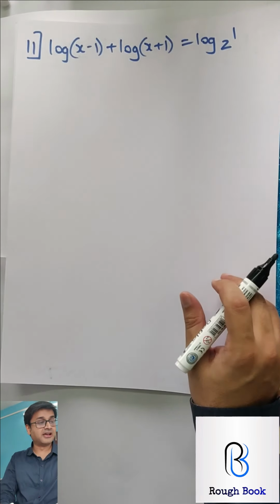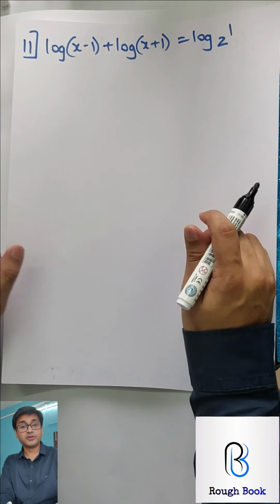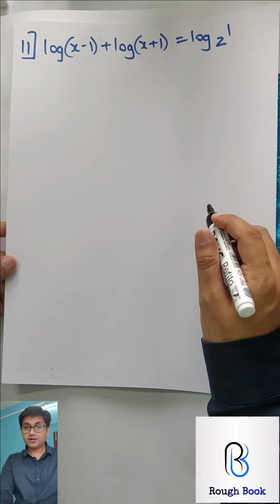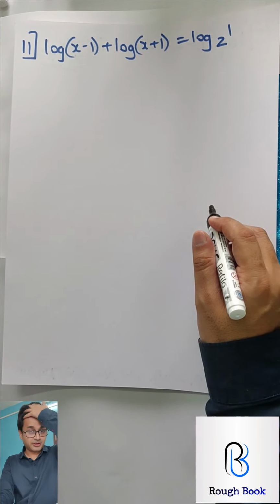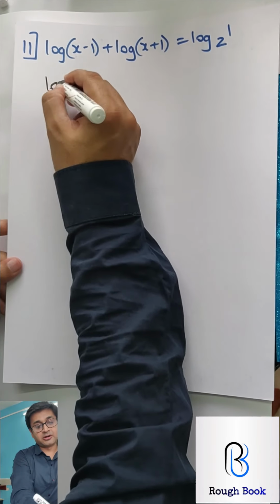Sum number 11. Law of indices I taught you. When there is plus, what happens to log? You can pull out log common, and what happens then? Try it. If you remember, try it. I will be impressed if you get it on your own. If you don't get it, I will help you. So I'm pulling out log common.